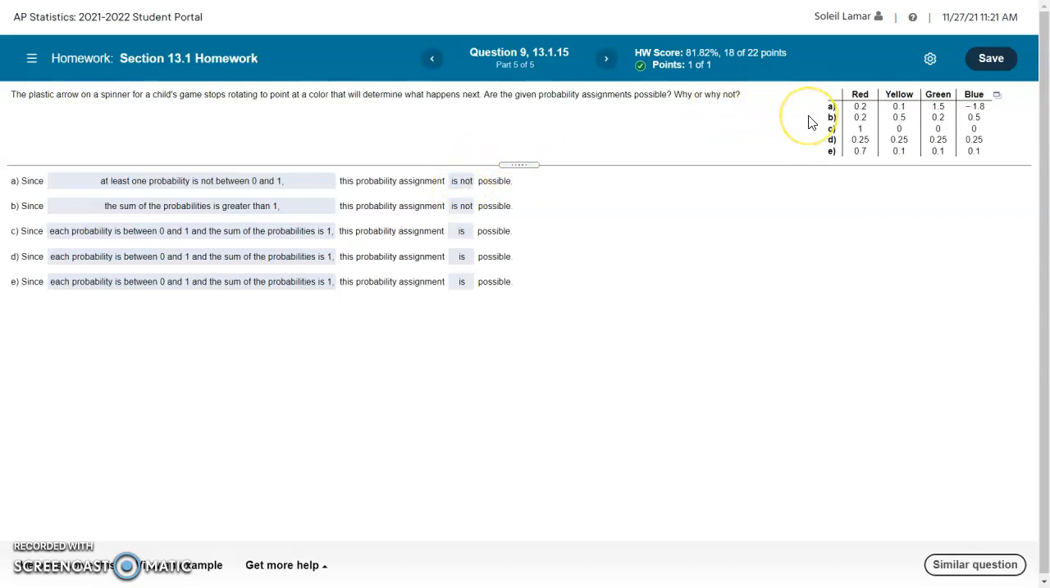For B, we have probabilities of 0.2, 0.5, 0.2, and 0.5. This does not equal a sum of 1. That's why the probability assignment is not possible.